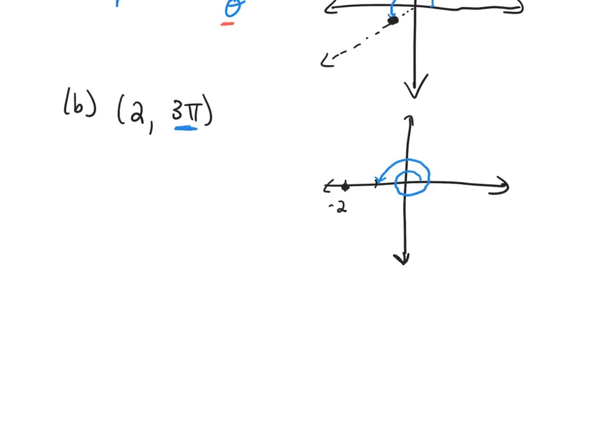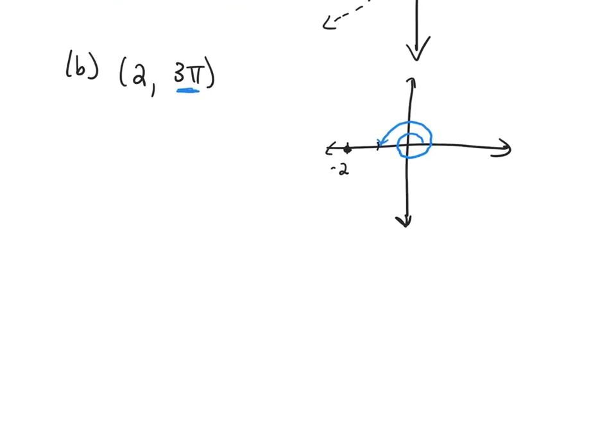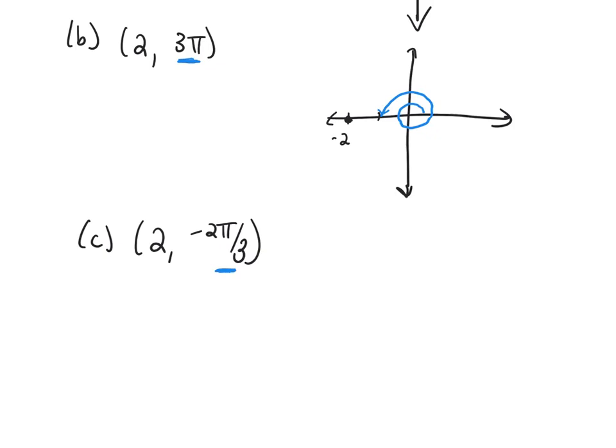Okay, let's plot 2 more. 2 and negative 2 pi over 3. So again, you start with your angle theta. In this case, it's negative. So let's draw our axis. Because we have a negative angle, we're going to go in the opposite direction. So we're going to go this way, negative 2 pi over 3, and then go out a distance of 2, somewhere right here. So here would be my point, right there.